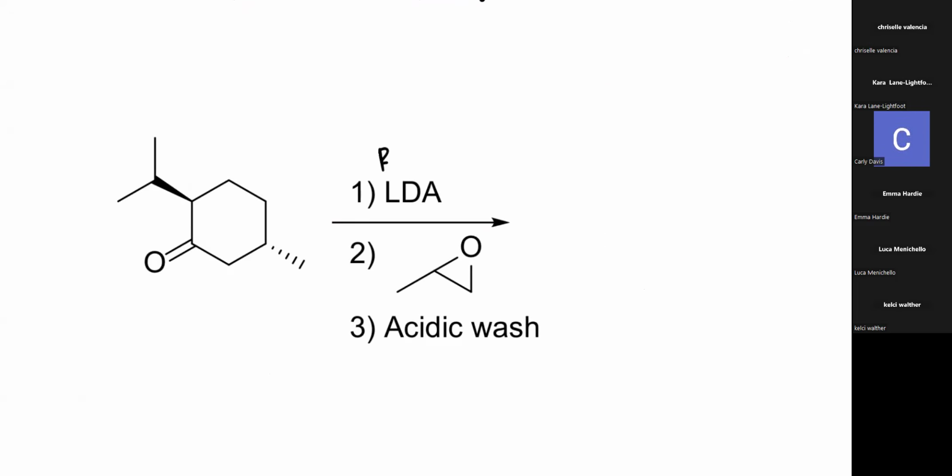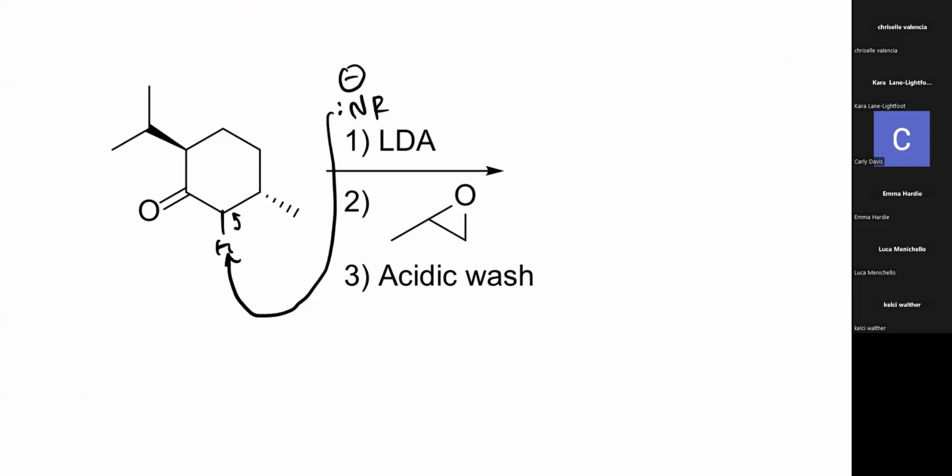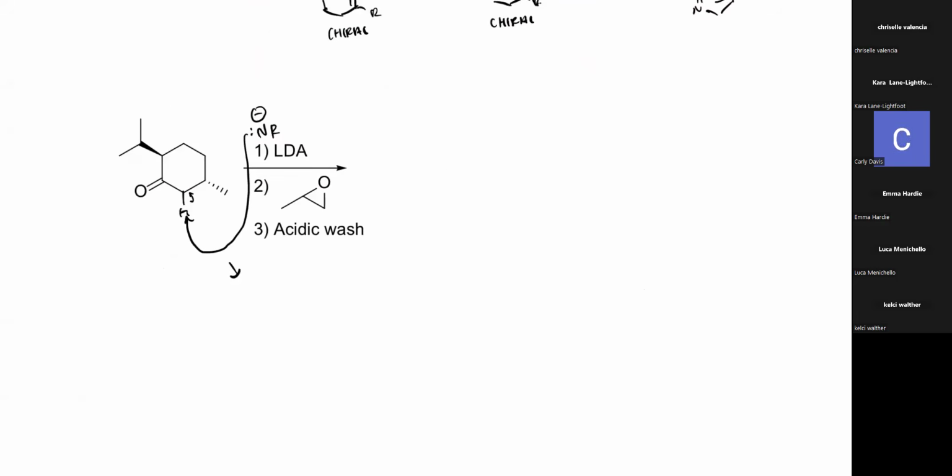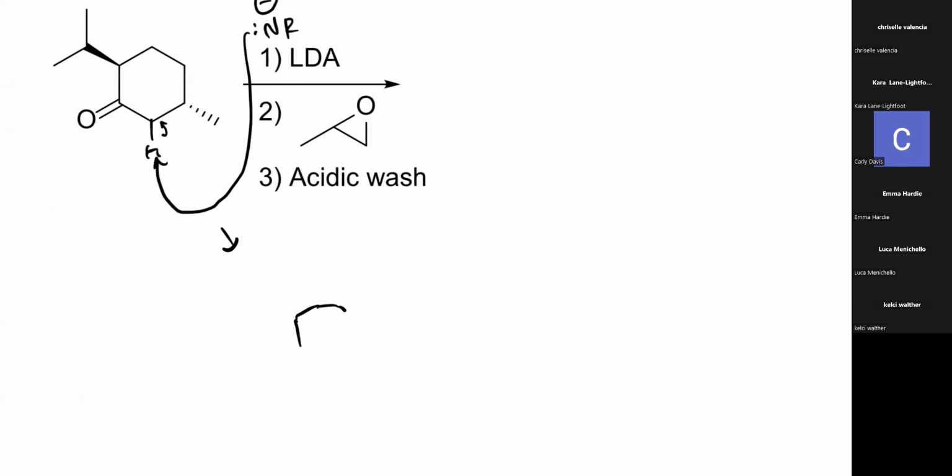Okay. LDA is a big, bulky nitrogen base. So the only thing I can do is take the least substituted hydrogen. That's my first thought. Then I have this electrophile sitting here, and I know that in basic conditions, it's going to attack the less substituted side.